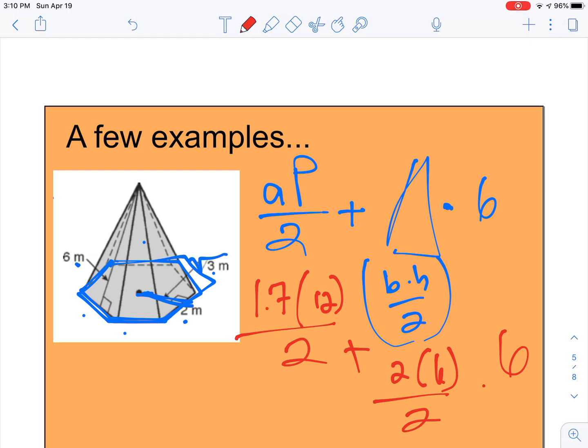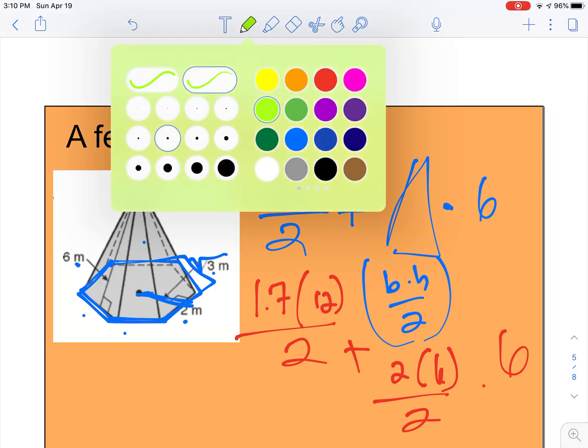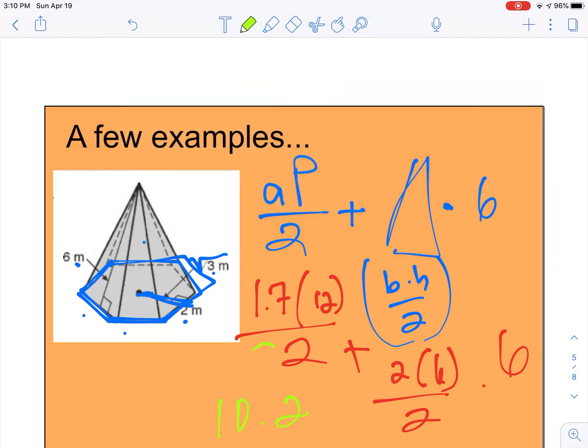All right, so I'm going to do this really quickly. 1.7 times 12 divided by 2. We get 10.2 here. 2 times 6 divided by 2 times 6. We get 36. And if we add those two things together, we get a total of 46.2 meters squared. All right.